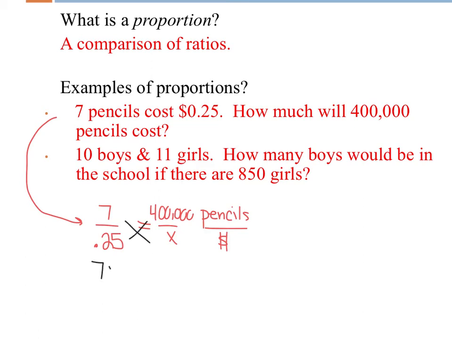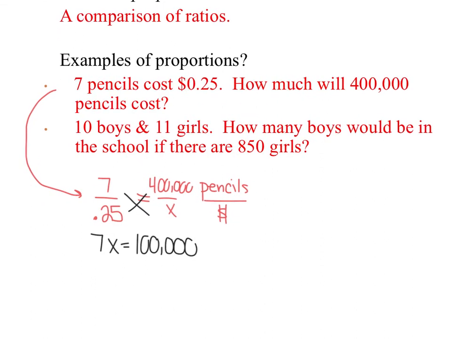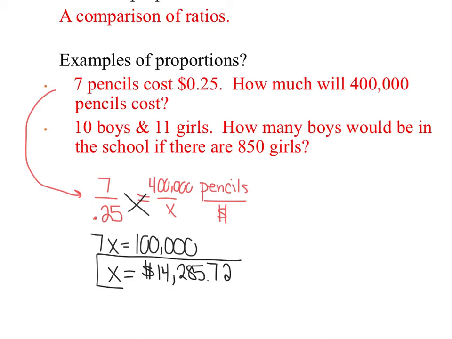So we're going to get 7X equals 100,000, right? Because 0.25 is the same thing as a fourth of 400,000. And now we're going to divide that by 7. And it would cost us $14,285.72 to get 400,000 pencils. Wow.